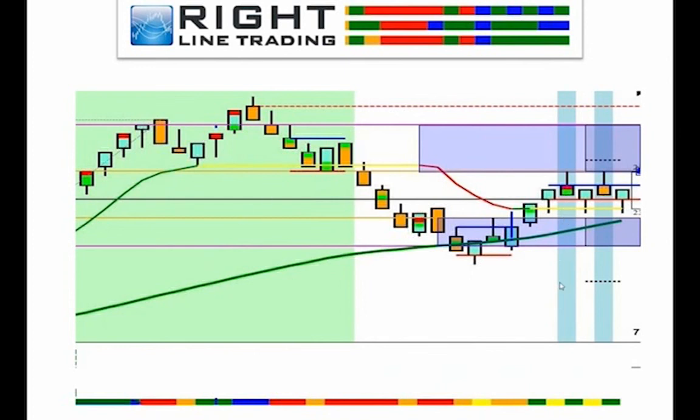If you break support to the downside, you're going to look for a retest up and then down again. If you break resistance to the upside, that's support, you're going to retest support and then look for a move up.